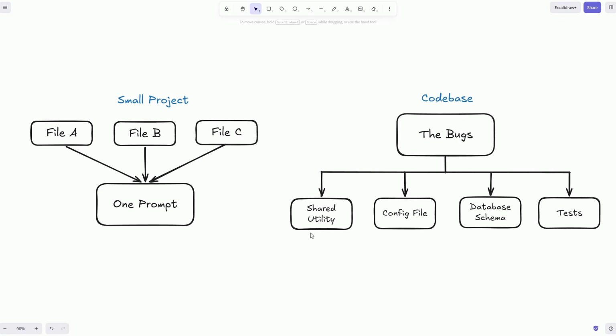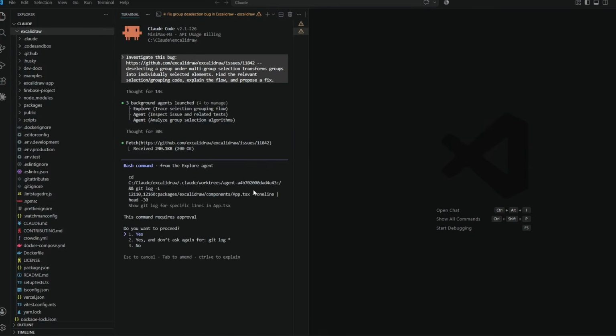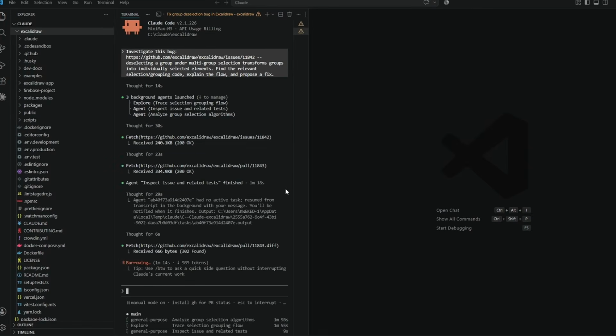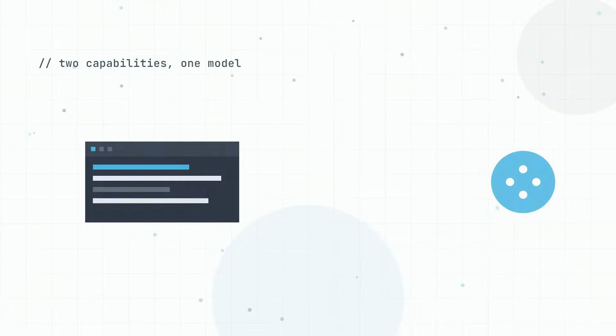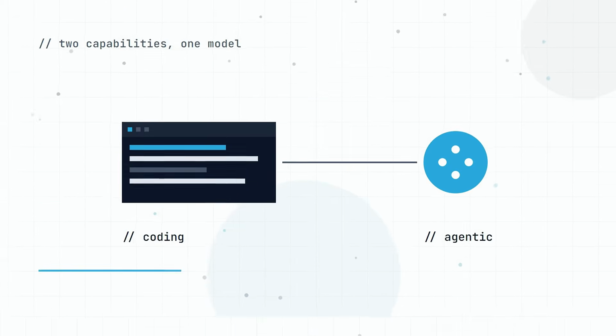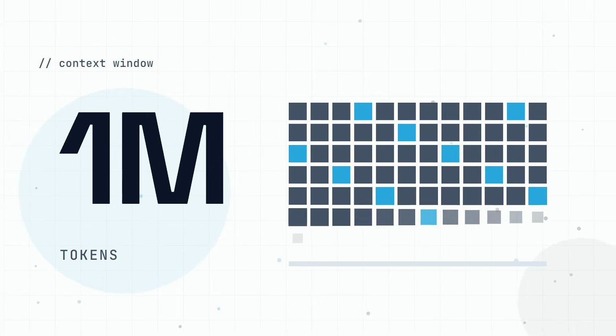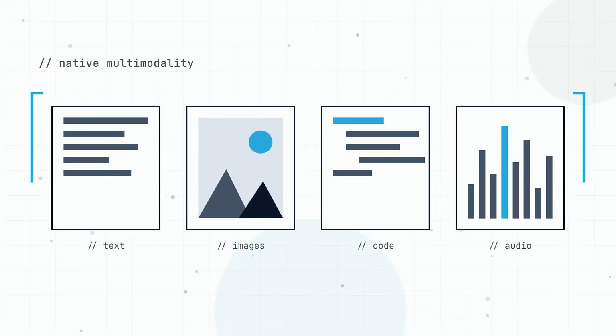Give the model the context it needs, let it reason through the problem, and then inspect the output instead of just talking about a score. MiniMax M3 is an open-weight model designed to combine coding and agentic capabilities, a context window of up to 1 million tokens, and native multimodality. The important part is how those capabilities work together.